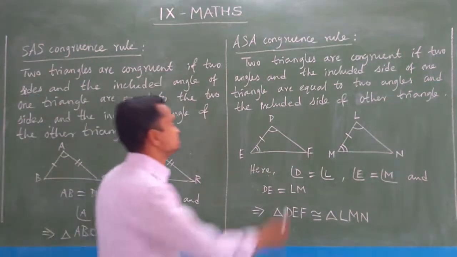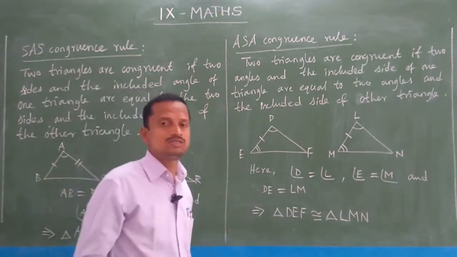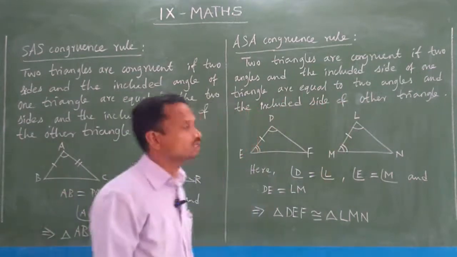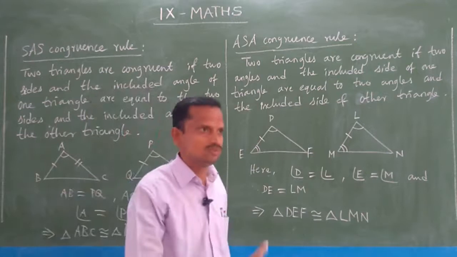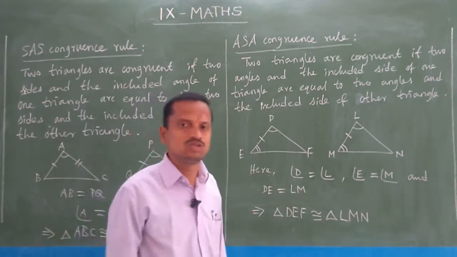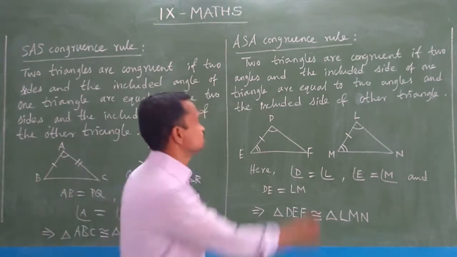And now coming to the ASA congruence rule. If two angles and the included side are equal, then we can say the two triangles are congruent. Or if the two triangles are congruent, then the two angles and the included side are equal to the same in the other triangle. So the definition is there.